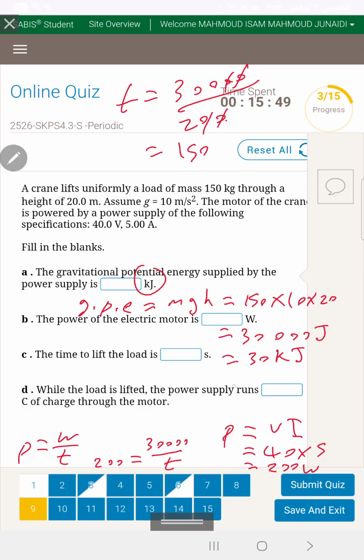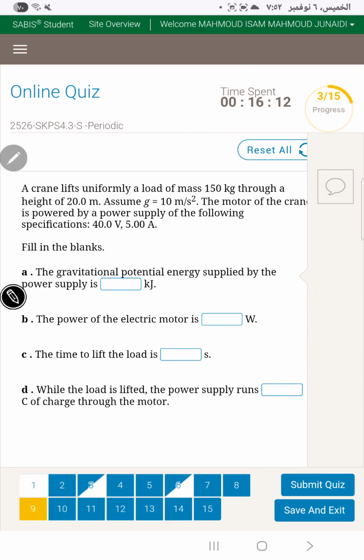While the load is lifted, the power supply runs how many coulombs through the motor? Quantity of charge is equal to IT. So we need to multiply the current, which is 5, times the time that we got, which is 150. Like this, we solved all the questions.